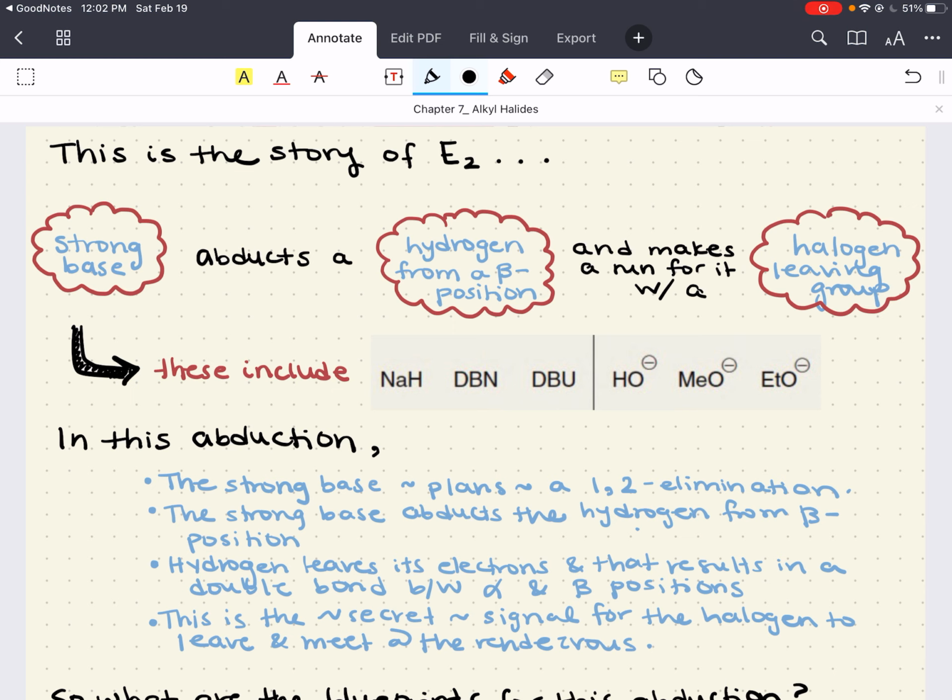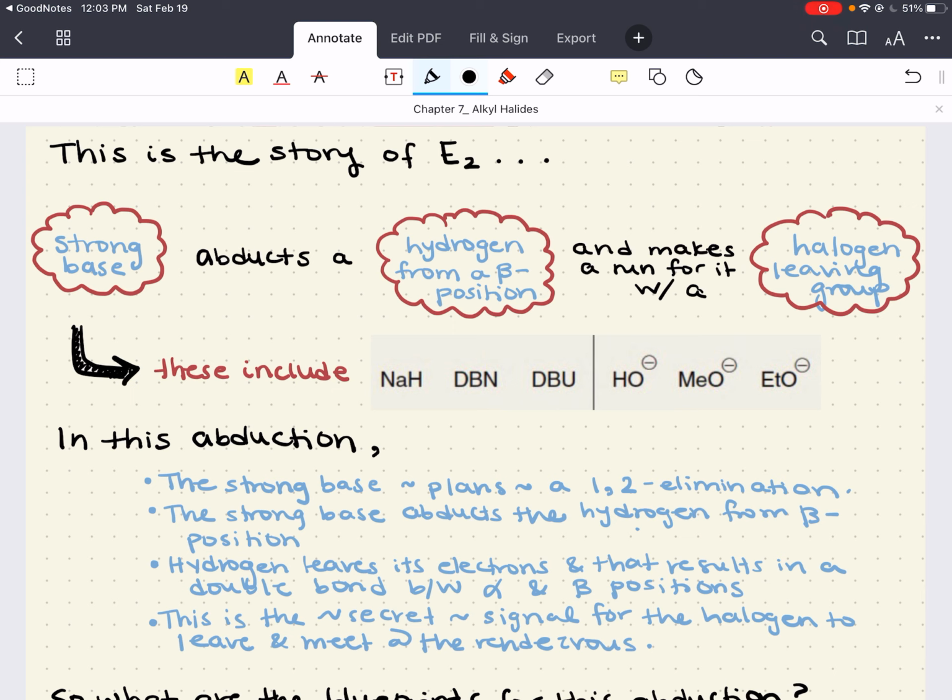The strong base abducts the hydrogen from the beta position. The hydrogen never saw it coming. She didn't even have a chance to grab anything. She even leaves her electrons behind. That results in a double bond between the alpha and beta position of an alkyl halide. Now this double bond is the secret signal for the halogen to leave and meet at the rendezvous. The name for the secret plan is dehydrohalogenation because both the hydrogen and halogen are removed from the substrate.